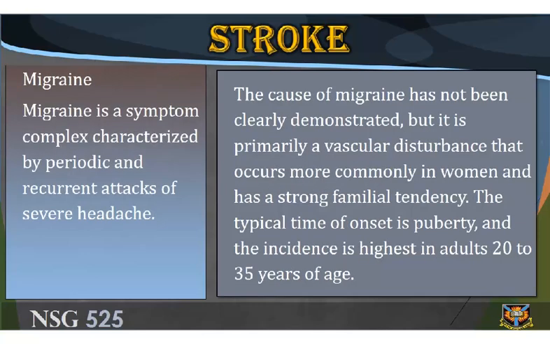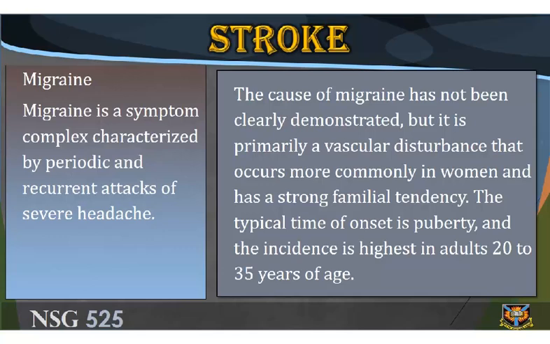Migraine. Migraine is a symptom complex characterized by periodic and recurrent attacks of severe headache. The cause of migraine has not been clearly demonstrated, but it is primarily a vascular disturbance that occurs most commonly in women and has a strong familial tendency. The typical time of onset is puberty, and the incidence is highest in adults 20 to 35 years of age. There are 7 subtypes of migraine, including migraine with and without aura. Most patients have migraine without an aura.